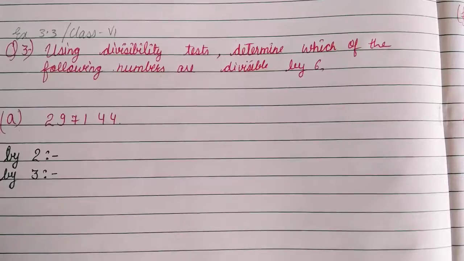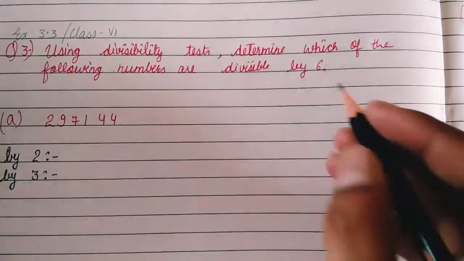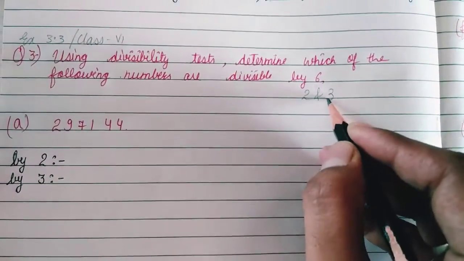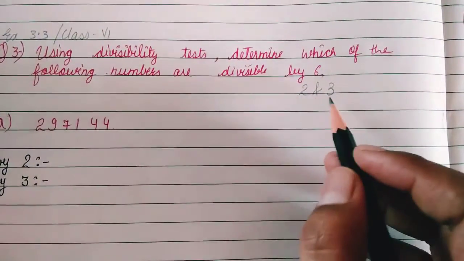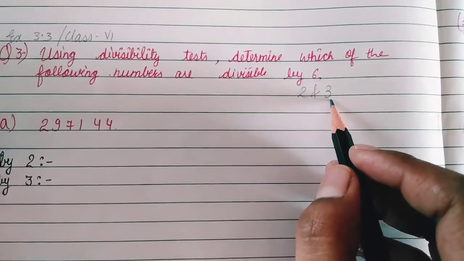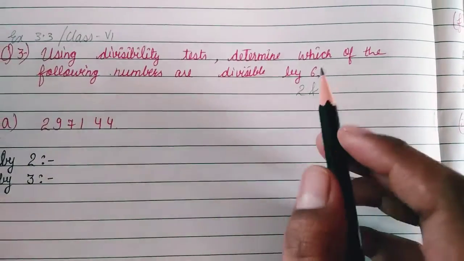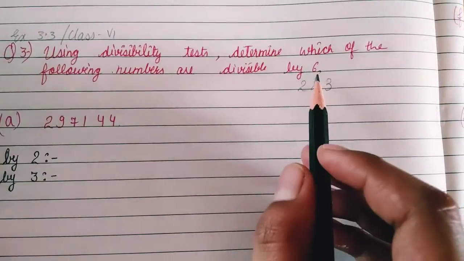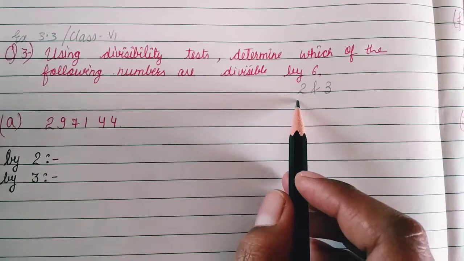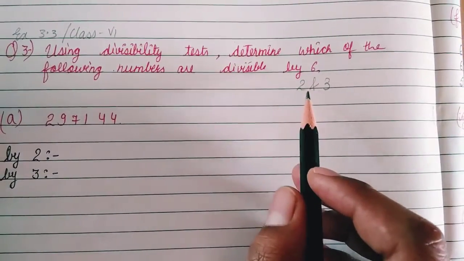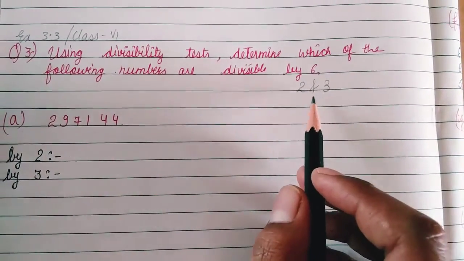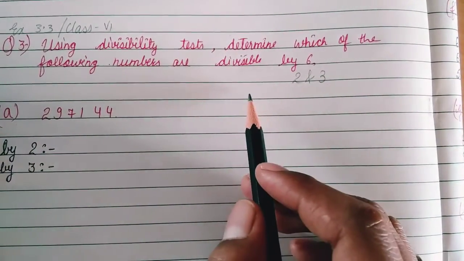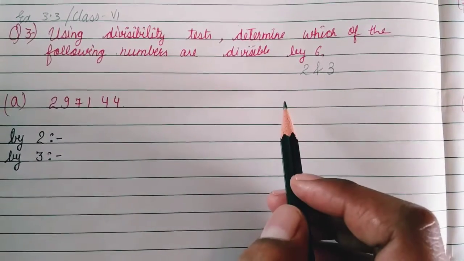We know that in the previous video I already explained, if any number is divisible by 2 and 3 both, that means that number is divisible by 6 also. So for checking the divisibility of 6, we have to check the divisibility of 2 and 3. And if the divisibility of 2 and 3 is absolutely true, it means that the number given in the question is also divisible by 6.